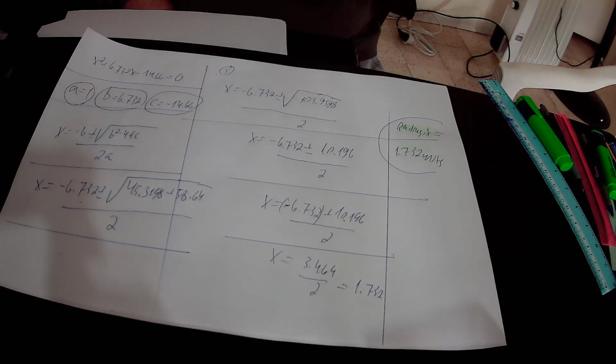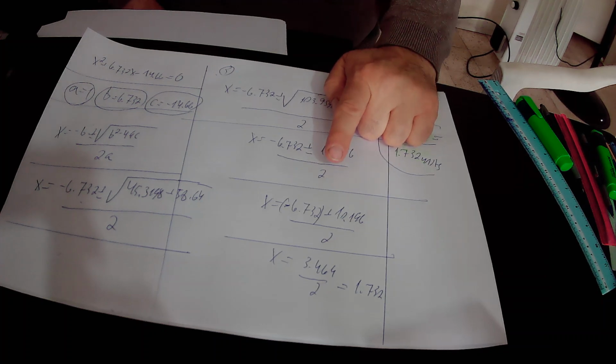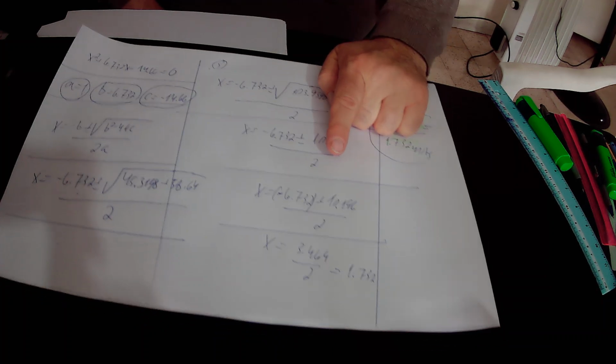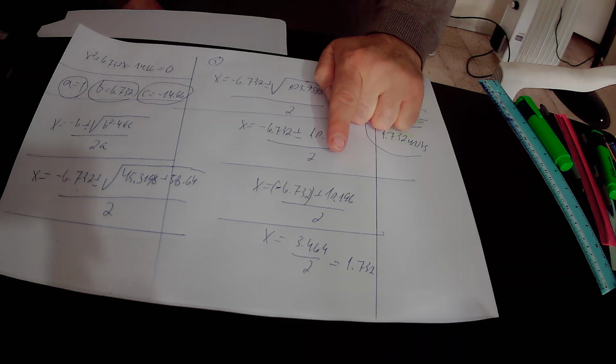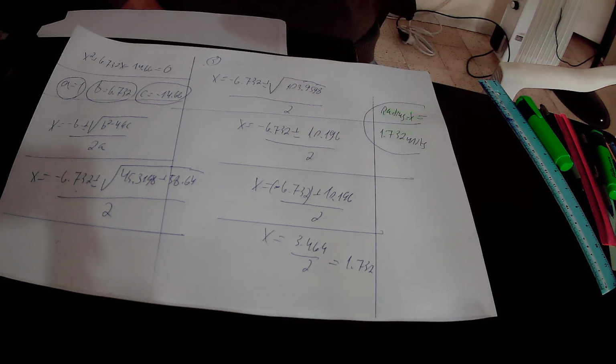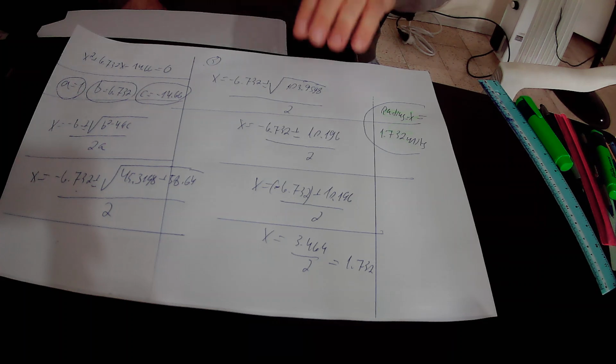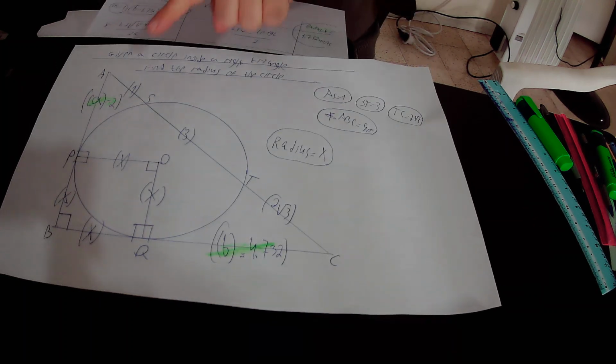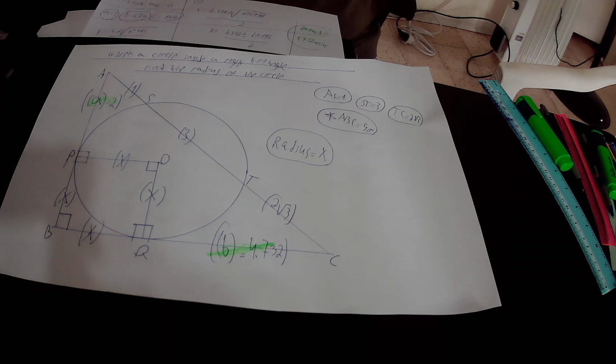So we take into account only the positive solution, and the positive solution for x is x equals minus 6.732 plus 10.196, over 2. So minus 6.732 plus 10.196 is 3.464, divided by 2, and 3.464 over 2 equals 1.732. So we found out that x, the radius of this circle, equals 1.732 units.